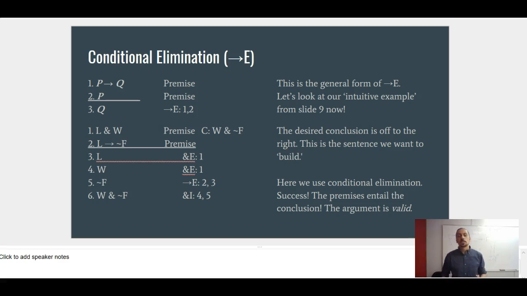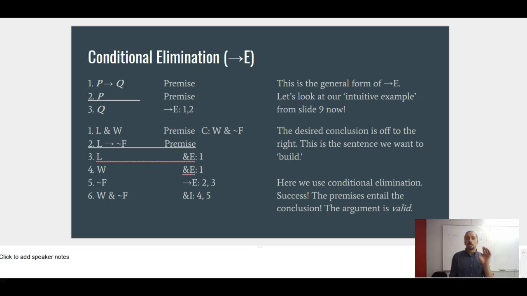So conditional elimination works as follows. For any conditional, if you have the antecedent of that conditional, you can eliminate the conditional and grab the consequent. So if I have if P then Q, and P, I can always get Q, and you can decide when to do that. So the game of the natural derivation looks a bit like this.